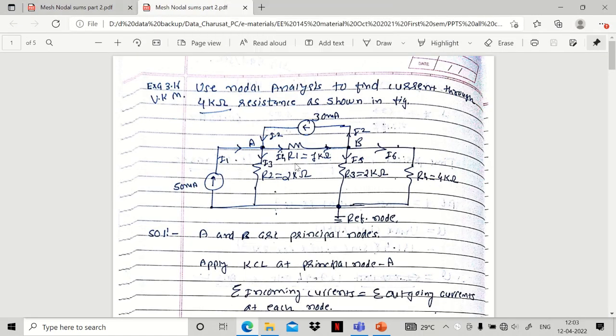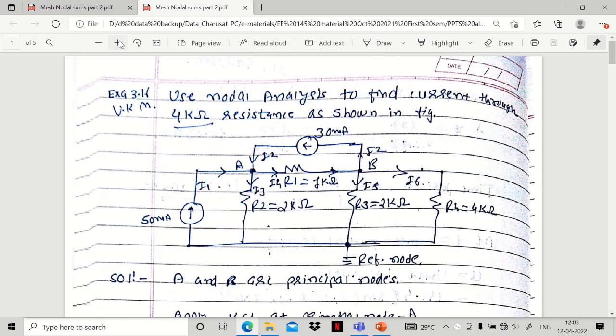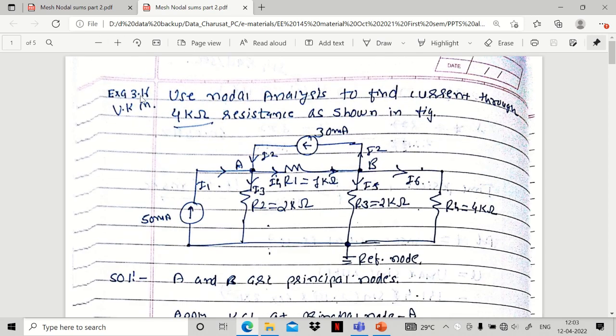I have taken this sum from the book of V.K. Mehta, example number 3.16. So let us read the statement. Use the nodal analysis to find the current through 4 kilo ohm resistance as shown in the below figure. So first of all, see whether you have to find the voltage or current using the nodal analysis or mesh analysis. So in this case, we have to use the nodal analysis. It means KCL.